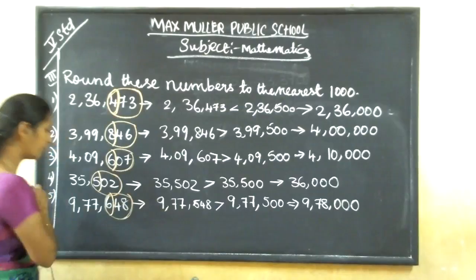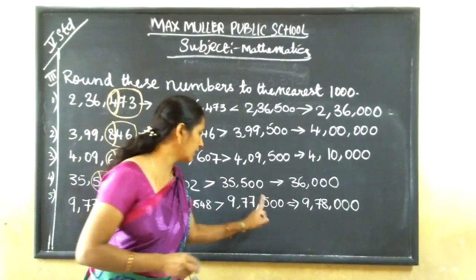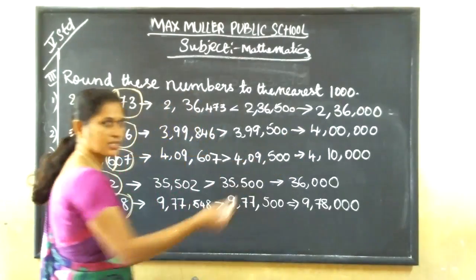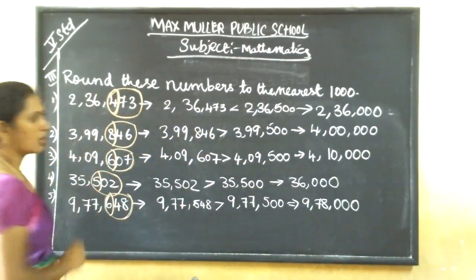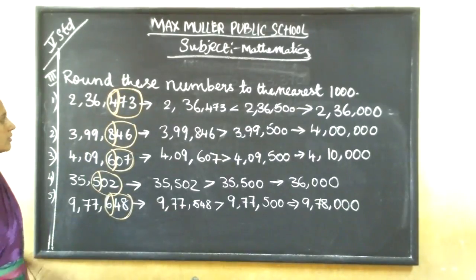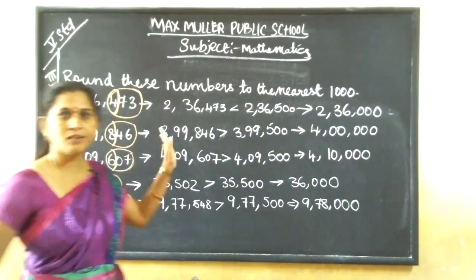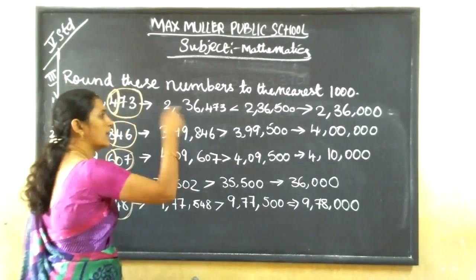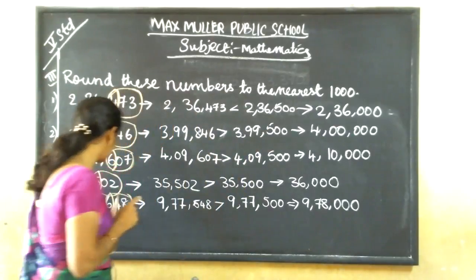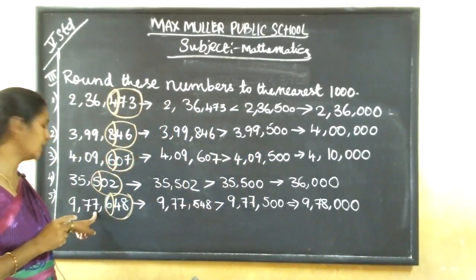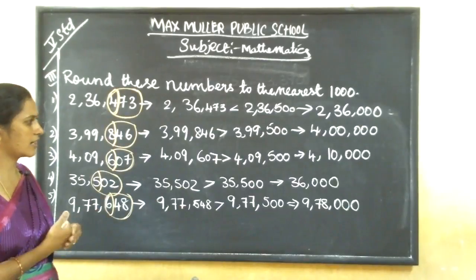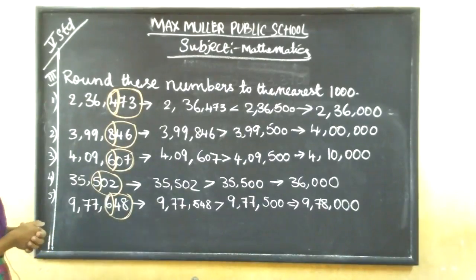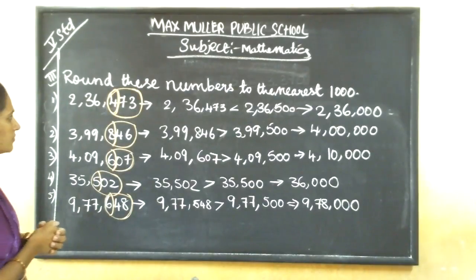So 6 is greater than 5. Thus in the thousands place, 1 is added, that is, the next thousand. I told you, 1 should be added to the thousands place. If it is less than, no need to add any 1 to the thousands place. If it is greater than or equal to, then we should add 1 in the thousands place. Got it, children? Understood, I think. Everybody followed? Okay.